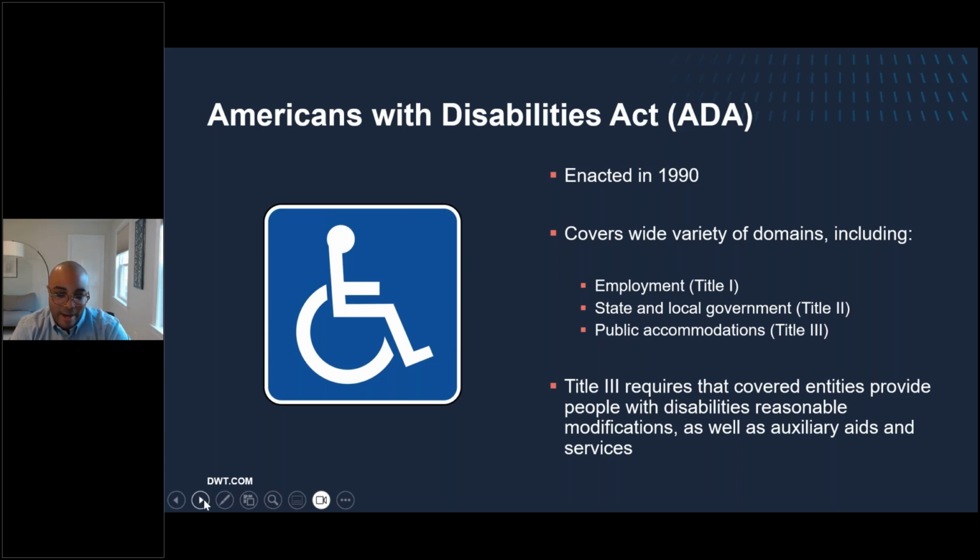Under Title III, which concerns public accommodations, covered entities are required to provide people with disabilities reasonable modifications, essentially accommodations, as well as auxiliary aids and services. These are things like captioning or sign language interpretation, Braille, that are basically the tools by which people with disabilities can communicate with the relevant public accommodation.